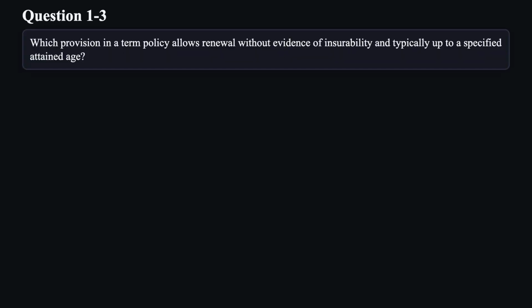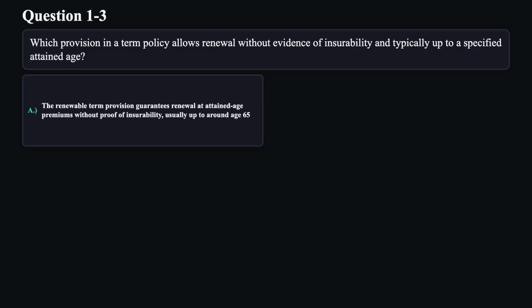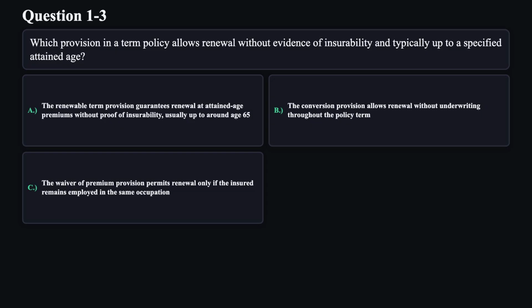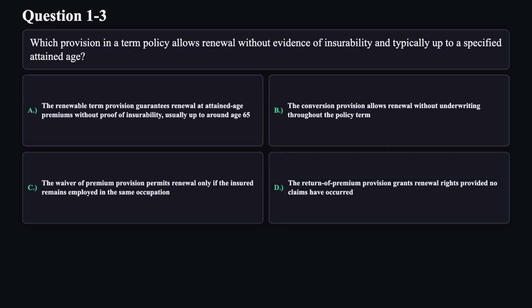Question 3. Which provision in a term policy allows renewal without evidence of insurability, and typically up to a specified attained age? A. The renewable term provision guarantees renewal at attained age premiums without proof of insurability, usually up to around age 65. B. The conversion provision allows renewal without underwriting throughout the policy term. C. The waiver of premium provision permits renewal only if the insured remains employed in the same occupation. D. The return of premium provision grants renewal rights, provided no claims have occurred.